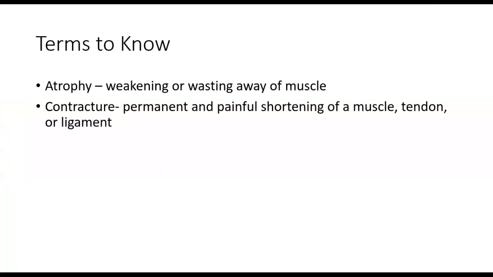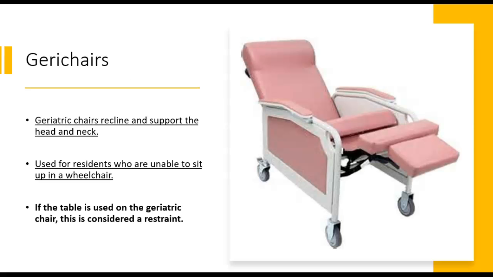Terms to know: atrophy, I just said those already. Atrophy is the weakening or wasting away of muscle. A contracture is a permanent or painful shortening of a muscle, tendon, or ligament.